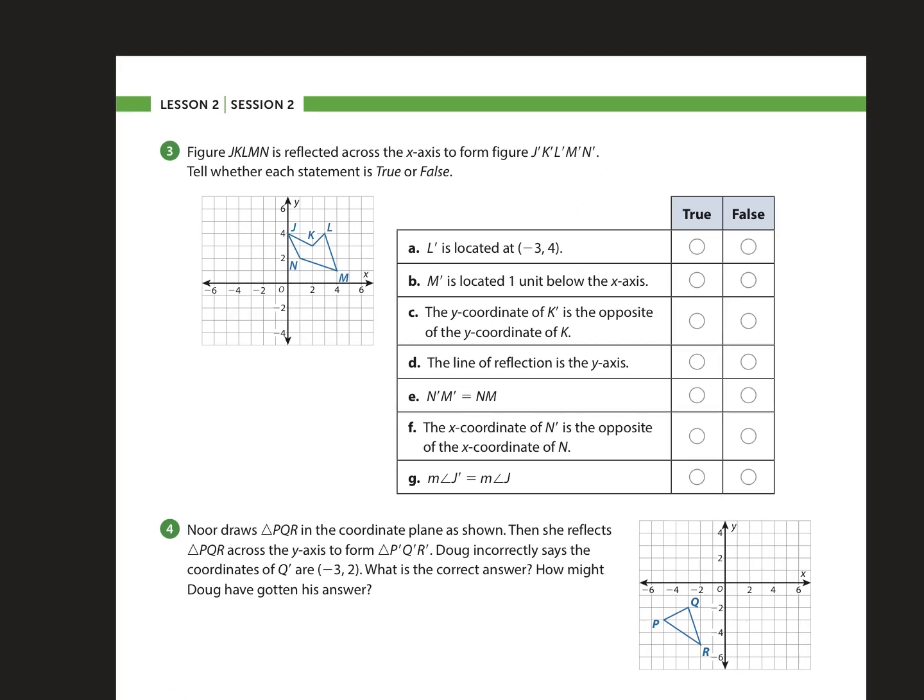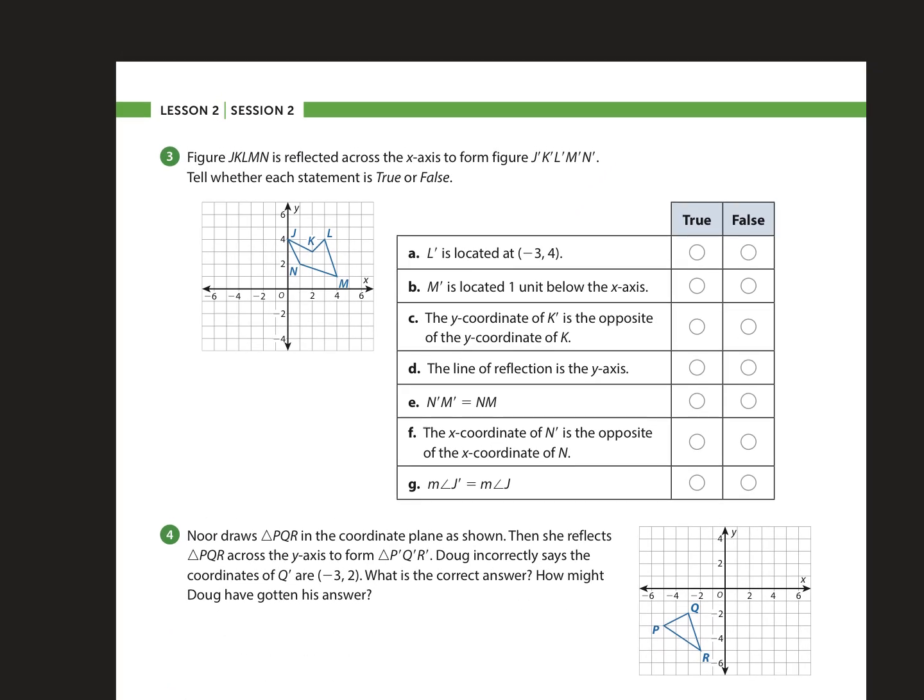Number 3, we're reflecting over X. I'm going to draw that in, which means I'm moving from up to down. Tell whether each statement is true. Now remember, I'm moving up and down, and this is Q4. So X's are positive, Y's are negative. In quadrant 1, everything's positive. So X's are going to be the same, Y's are going to be opposite.